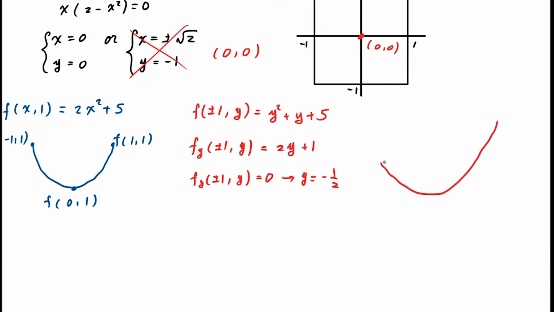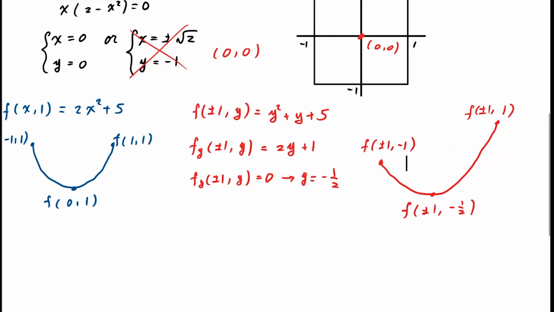This kind of parabola. So this point right here is x equals plus or minus 1 and y equals -1/2. This is f of that point. And this point happens to be f of plus or minus 1 and positive 1. And this point happens to be f of plus or minus 1 and -1.